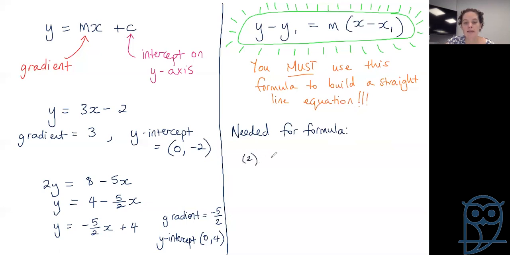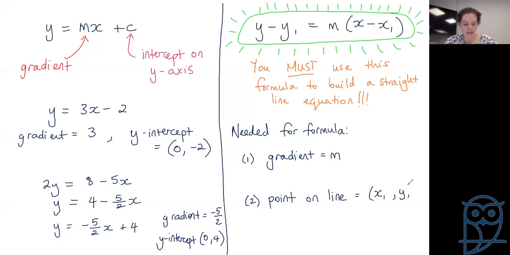So you need two things. One is the gradient. When you start a list, you normally start with a number 1. Okay, the first thing you need is a gradient. The second thing you need is a point on the line. Gradient is our m. Point on our line is x1, y1. I want to put it underneath.